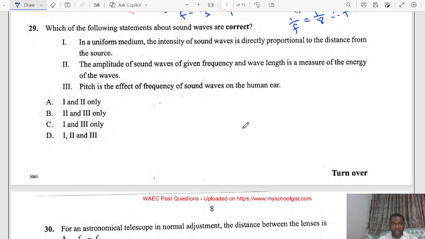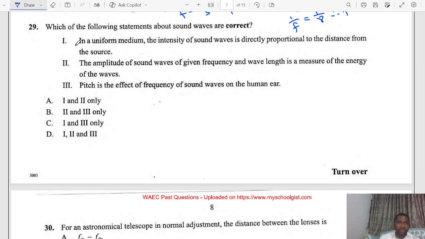Now that leads us to the next one. Which of the following statements about sound waves are correct? In a uniform medium, the intensity of sound wave is directly proportional to the distance from the source of sound. Actually, it is inversely proportional to the distance, not directly, so this is wrong.